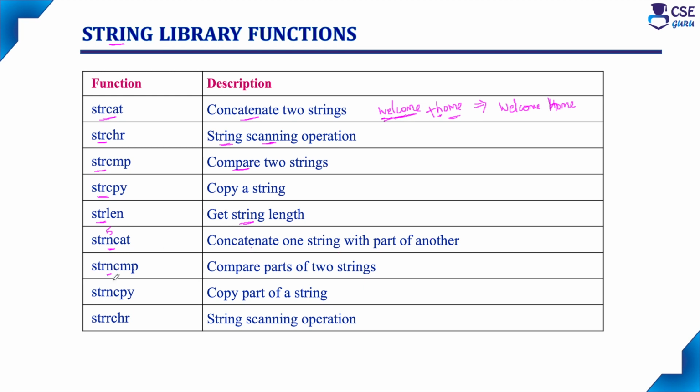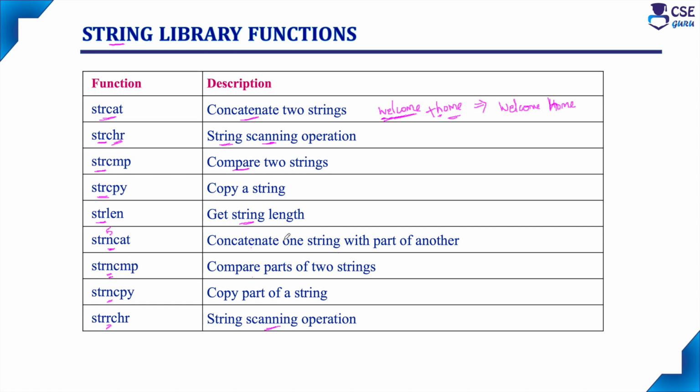Similarly, strncmp, with this n we need to give the correct place, and at that place it will perform the string operation. So strncmp will compare parts of two strings. That is, we need to enter how many characters we want to compare. Similarly, strncpy will copy a part of the string from the nth position. And strrchr is a string scanning operation, similar to strchr.